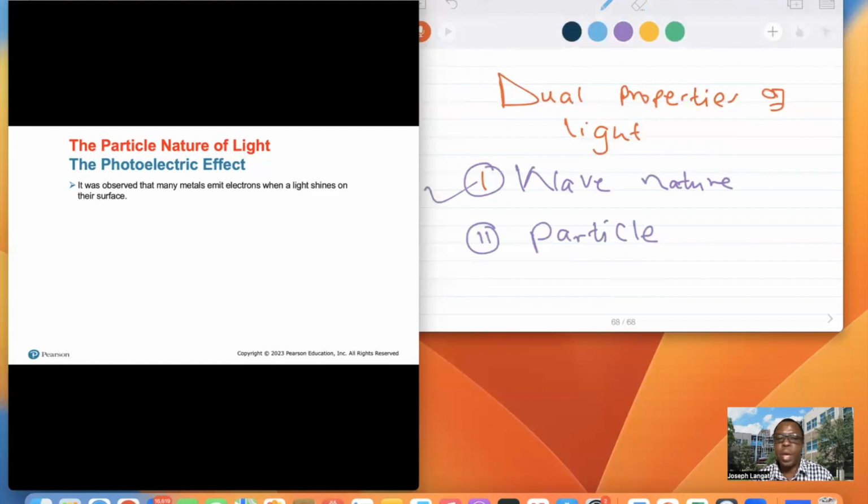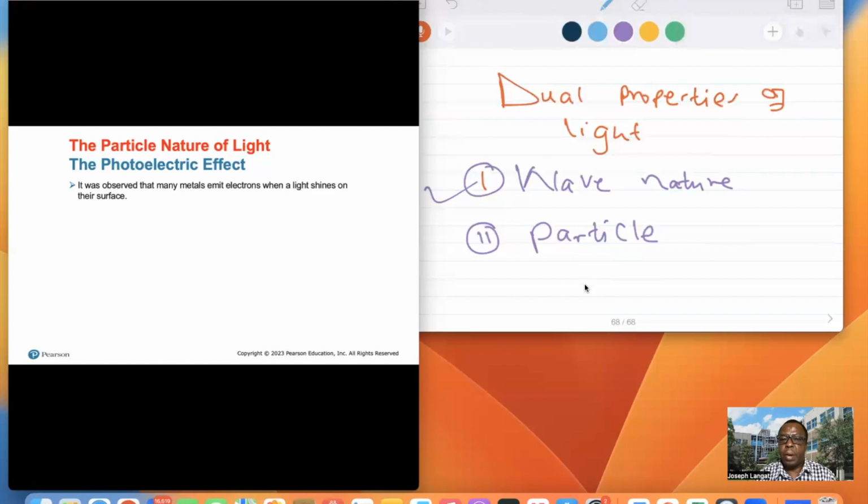We have looked at the wave, the wavelength, the frequency, and so forth. That is one property of light. There is now the particle nature. That means it's like a particle. You know what a particle is. And before we understand that, how did they figure it out that light behaves as a particle?